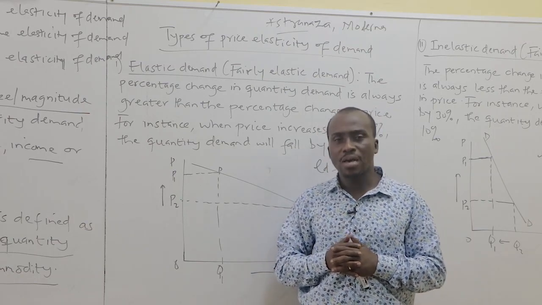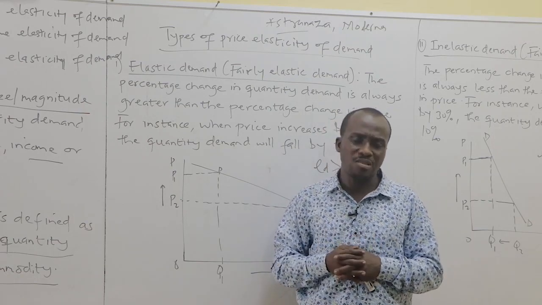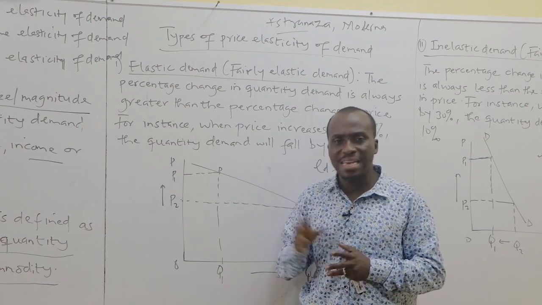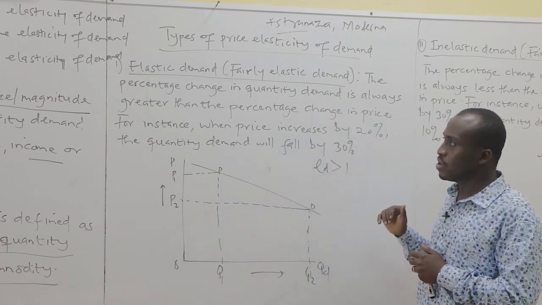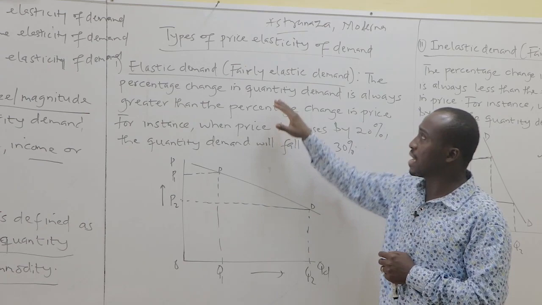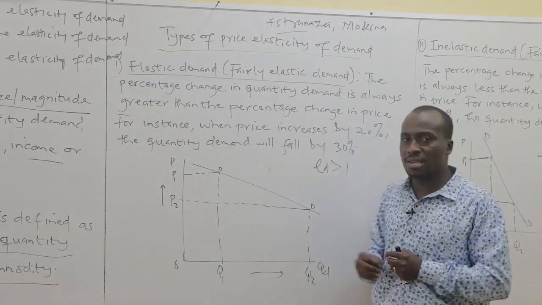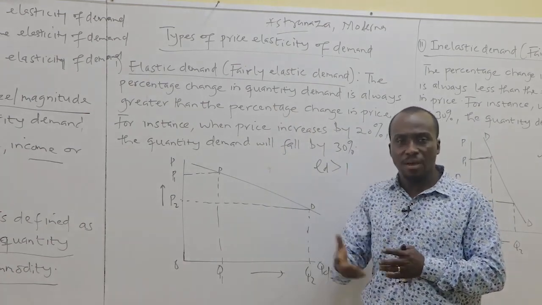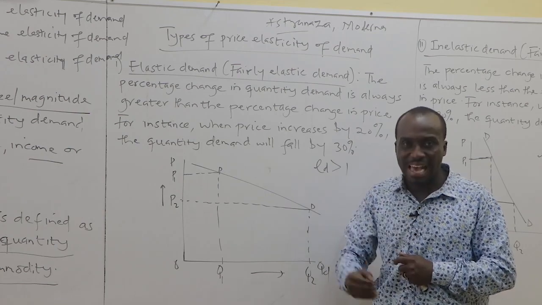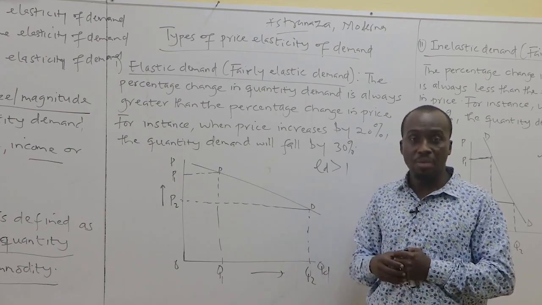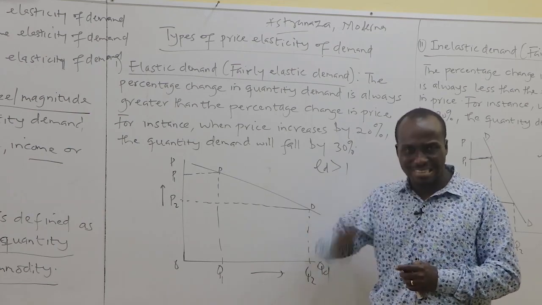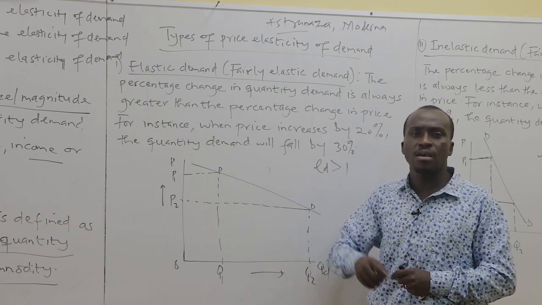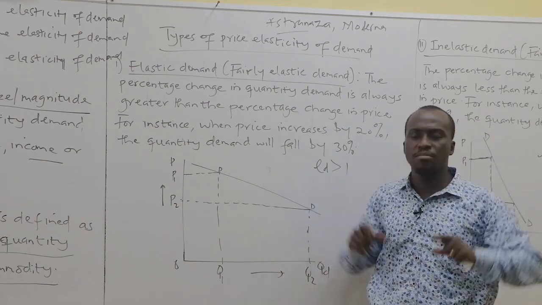Later, we're going to look at some of the factors that cause these, when we are finished talking about these types of elasticities. So the elastic demand, or what we call fairly elastic demand, is when the percentage change in quantity demanded by the consumer is higher than the percentage change in price. Meaning that the commodity is very sensitive. The slightest change in price brings about a large change in the demand.